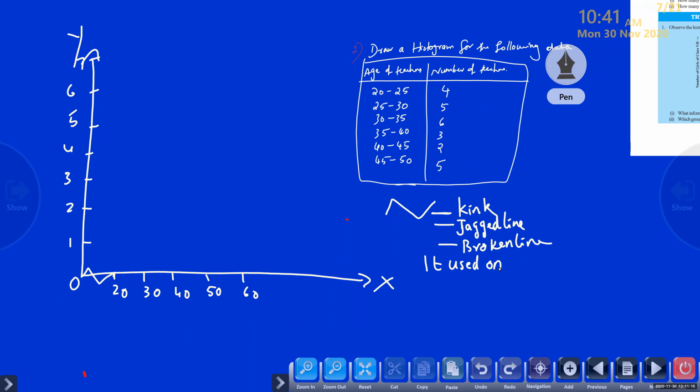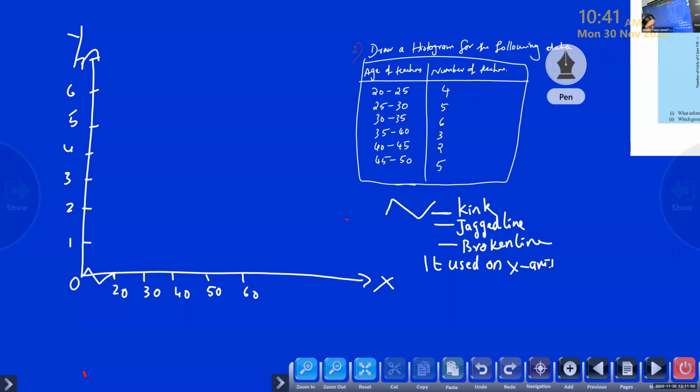On the x-axis, directly we are going to 20. That's why we are explaining about the kink and this jagged line. We are not taking 0 to 10 and 10 to 20, because such a class is not there in our question. Understood? We are not having that age group of teachers, so we are not taking those classes on the x-axis.